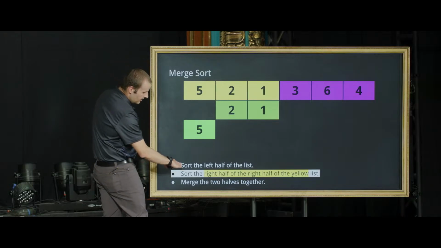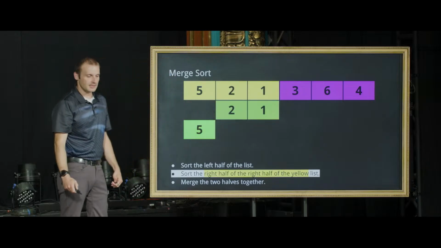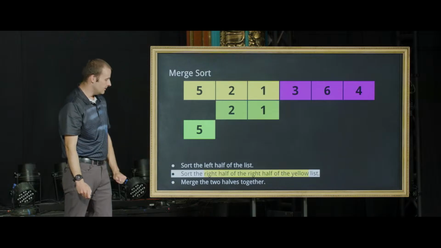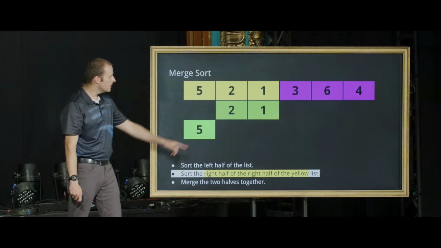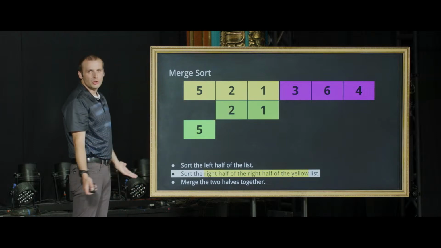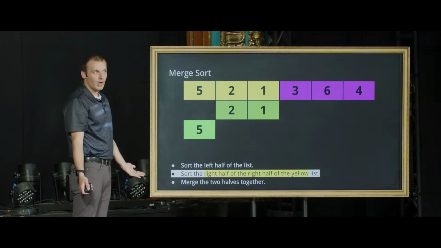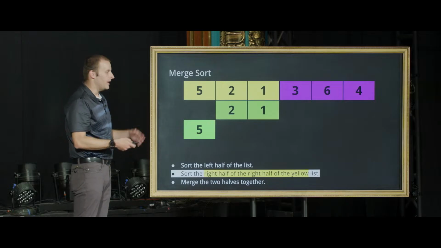I have done these individual fractions of this list. But now I'm going to come down to this step, which we haven't talked about yet. Merge the 2 halves together of this portion here. How do I do that? Well, I look at each of the 2 lists and I say, which one is smaller? I take whichever one is smaller and I put that into position. And then I do that over and over.